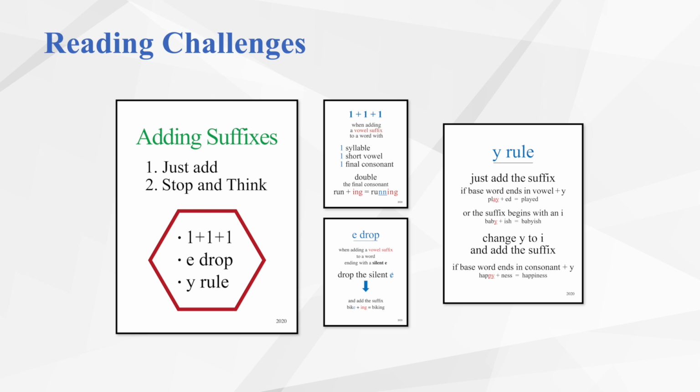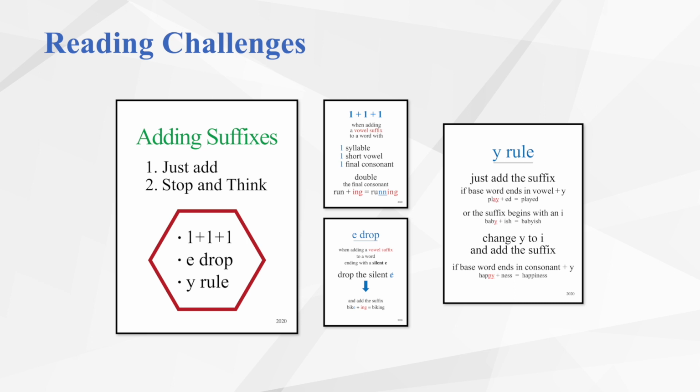In the doubling and E-drop rules, we've learned that when we add a vowel suffix, often the spelling of the base word is changed. We might double the final consonant or drop a silent E when we're adding a vowel suffix. Most recently, we've explored the Y rules.